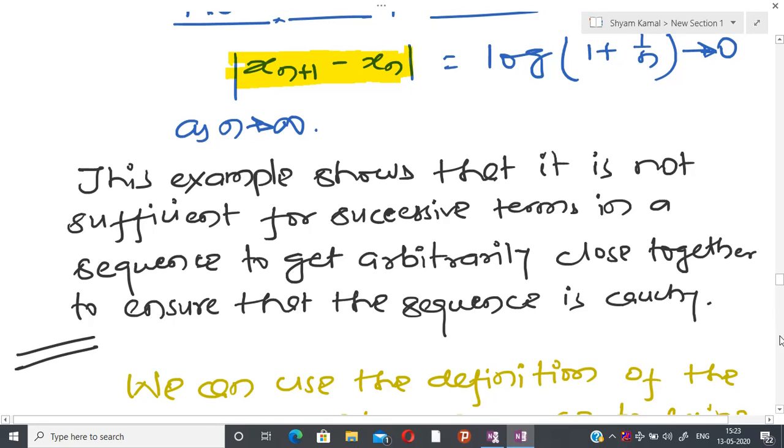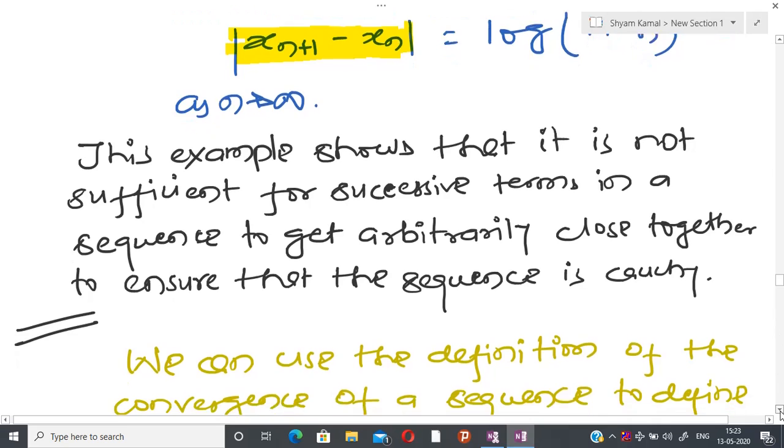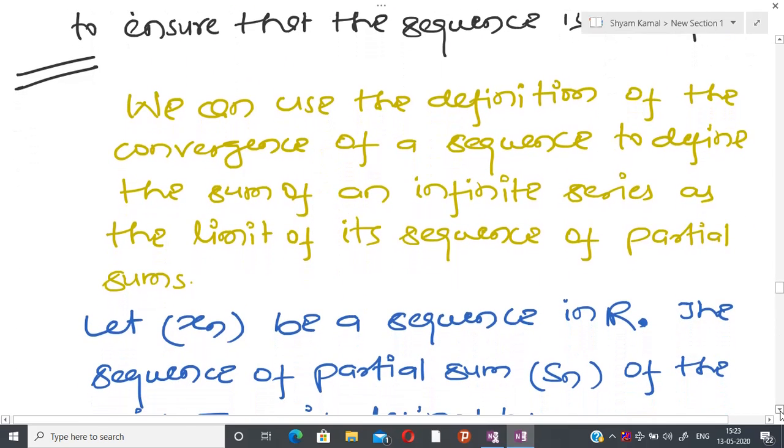So due to that reason, we are now going to state some alternate definition. We can use the definition of convergence of sequence to define the sum of an infinite series as the limit of the sequence of partial sum.